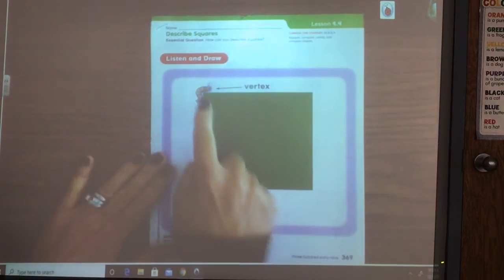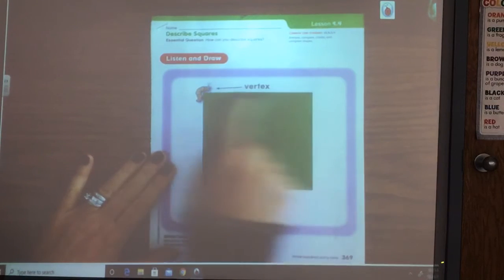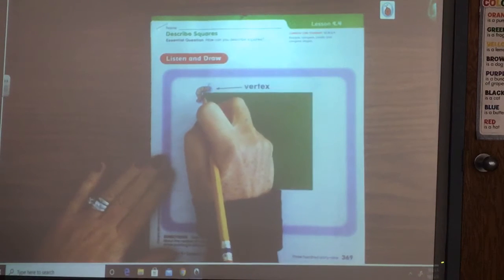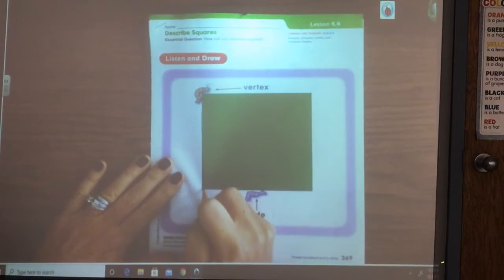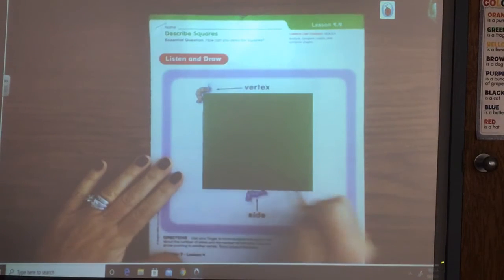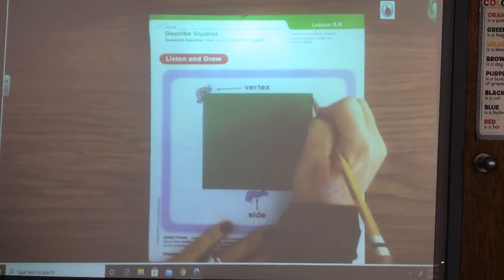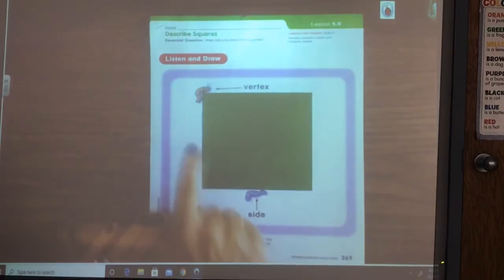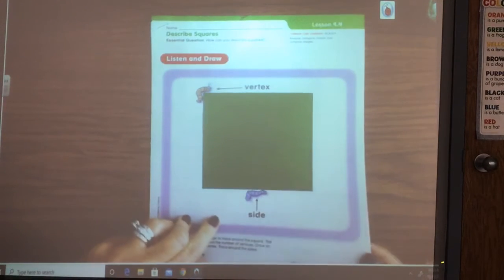So put your finger around that green square and trace it. Then use your pencil and just go around and trace the outside. Go down. It's okay if you get off a little. Go over. Go up. And back over. A square has 1, 2, 3, 4 sides and 4 corners or vertex.